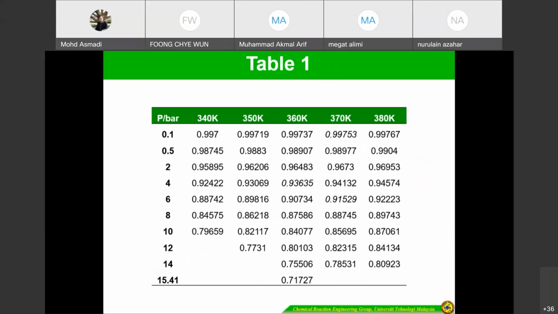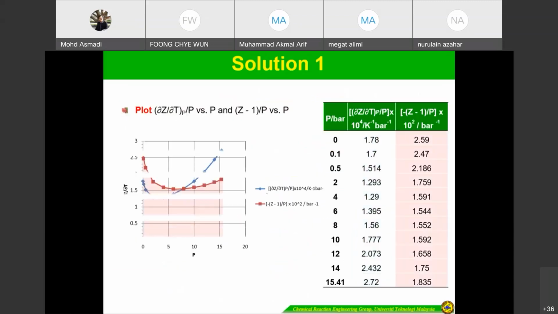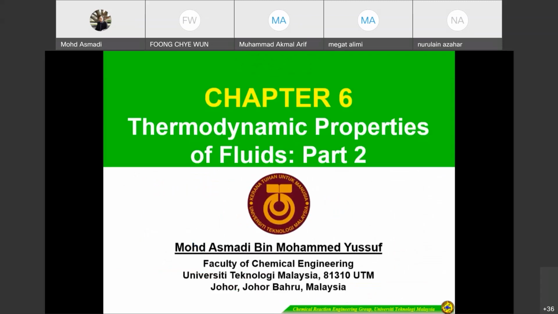Okay, so that is how to use the graph method. But it's quite easy actually. It's direct, you can get it from this one. Okay, so that is the graph method.